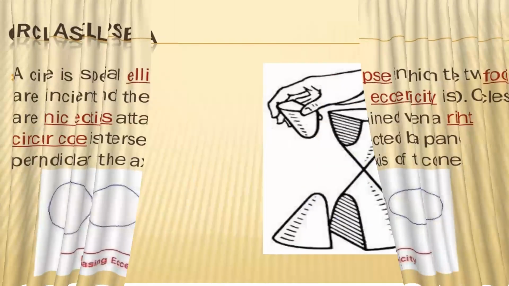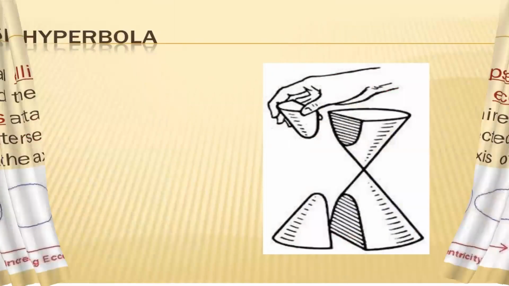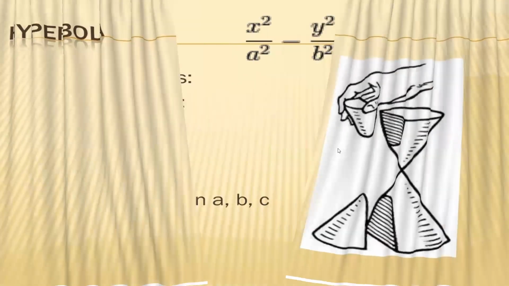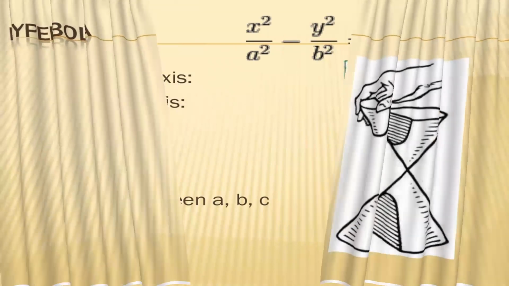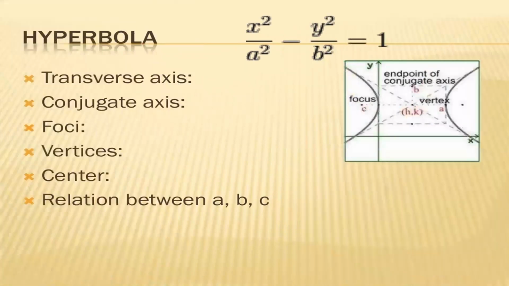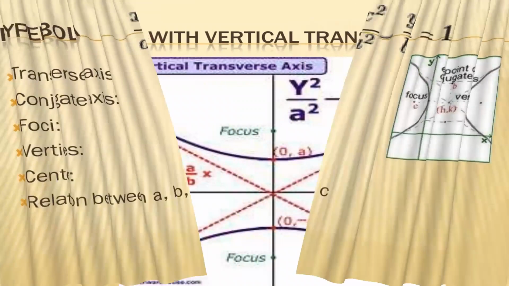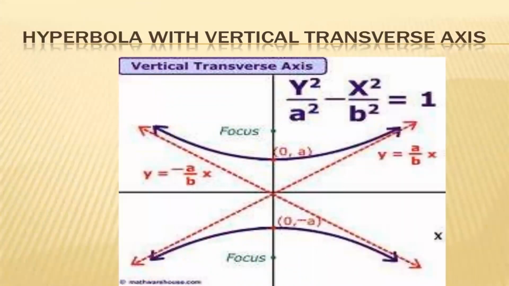Now the hyperbola. Two equal symmetrical diagrams. The general equation of the hyperbola is x square upon a square minus y square upon b square equals 1. You can see in the diagram that we have two symmetrical branches. The general equation of the hyperbola is y square upon a square minus x square upon b square equals 1, according to the diagram.